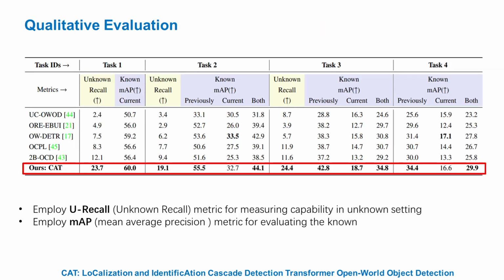For quantitative evaluation comparison, we employ U-Recall for measuring capability in the unknown setting and employ mAP for evaluating the known. As we can see, in comparison to other methods, we achieve state-of-the-art results with absolute gains.